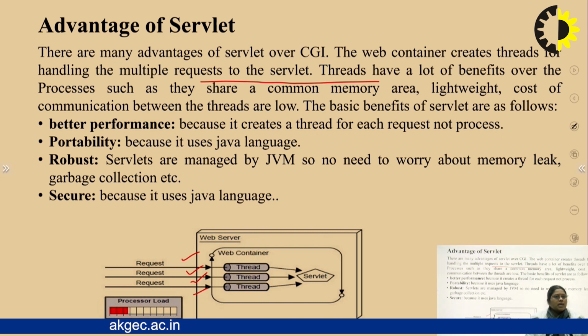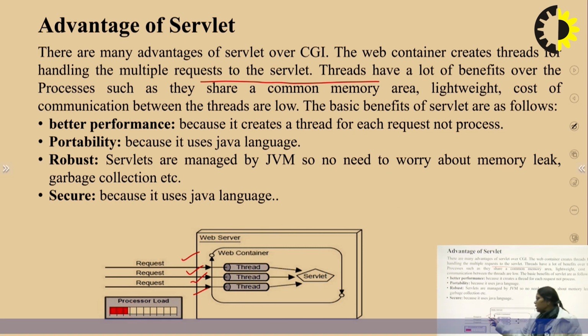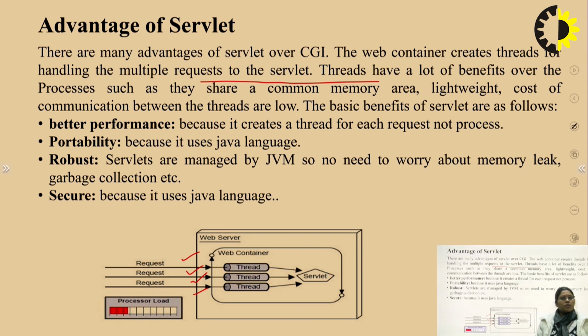instead of using CGI. How does it manage the number of requests in parallel? Once requests come from the client, it will create a thread for each request. So if n requests come from the client, it will create n threads, and all the threads are executed in parallel.